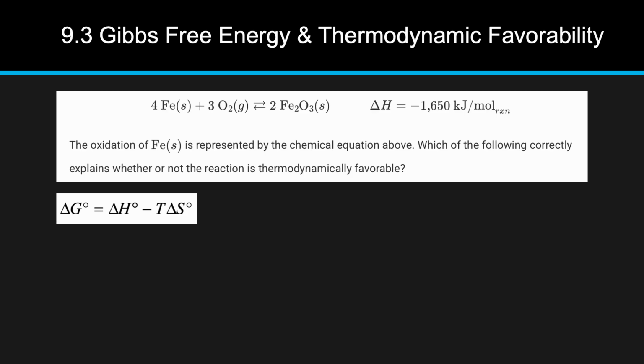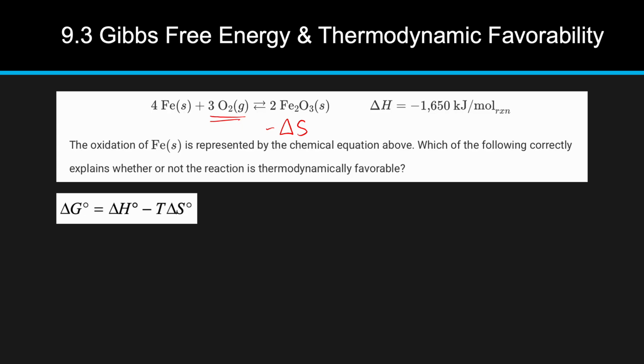All right, this next question says the oxidation of iron is represented by the chemical equation above. Which of the following correctly explains whether or not the reaction is thermodynamically favorable? So looking at the equation, you should be able to identify whether delta S is positive or negative. And we see that we have solid and a gas forming just a solid. So we're going from 3 moles of gas on the reactant side to no gas on the product side, meaning we are increasing order or decreasing disorder, which means we're going to have a negative value for delta S.